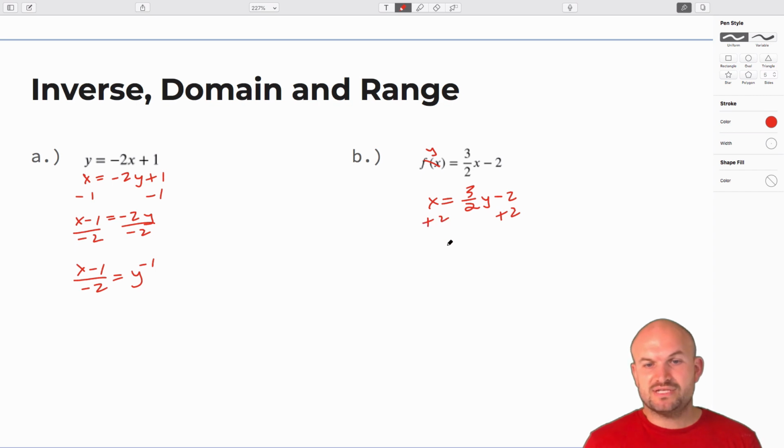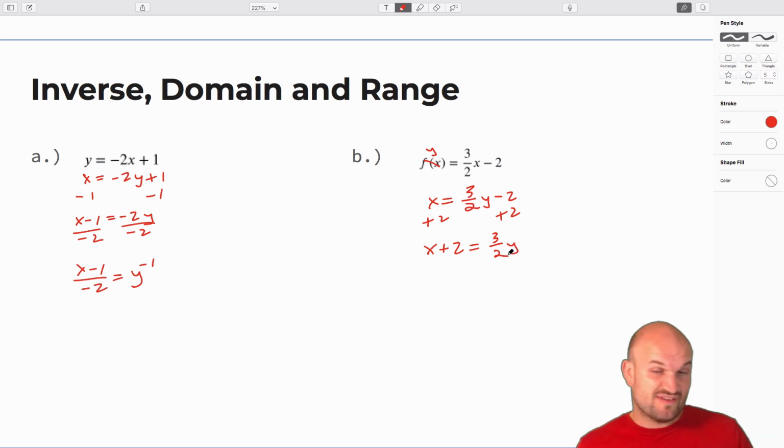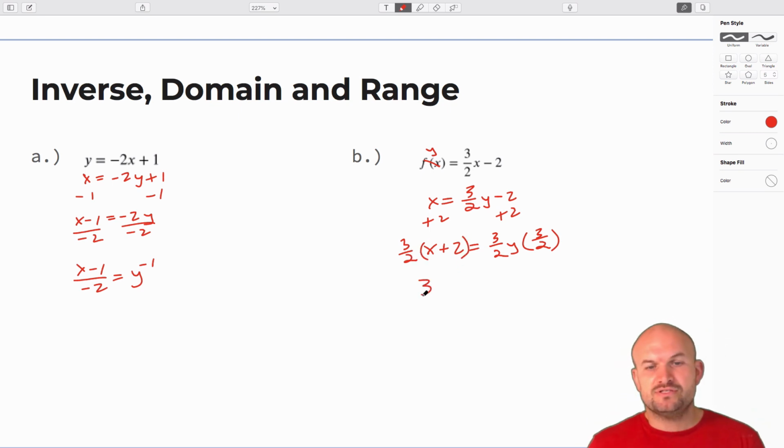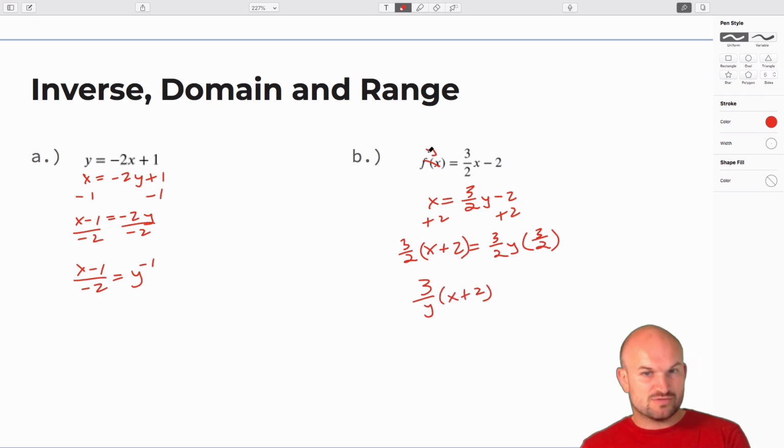Add the 2 to both sides. Now in this case, it's important to remember how do we get rid of multiplying by a fraction? Well, we multiply by the reciprocal, right? You could divide by 3/2, but that's the same thing as multiplying by the reciprocal. And just remember when you're multiplying an expression, the x and the 2, you've got to insert the parentheses. So make sure you put the parentheses on the outside there. Therefore, we have 2/3 times x plus 2. Instead of leaving this as y, that's not what the equation is. It was f of x.